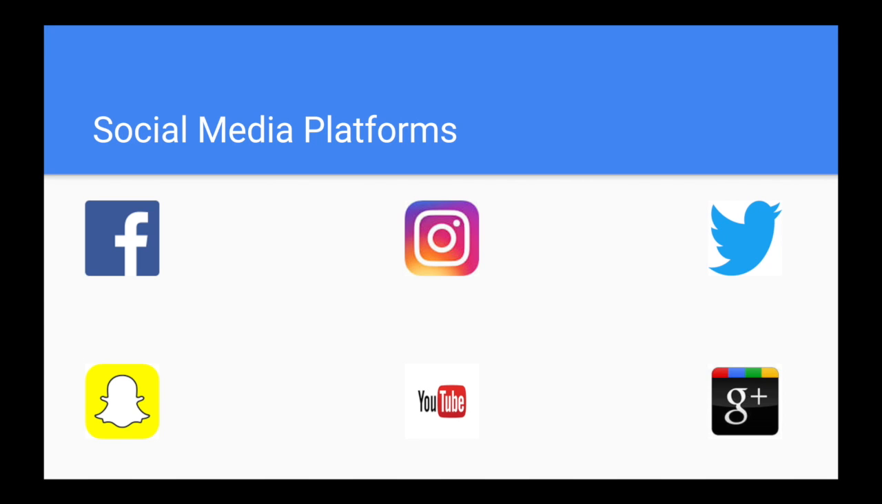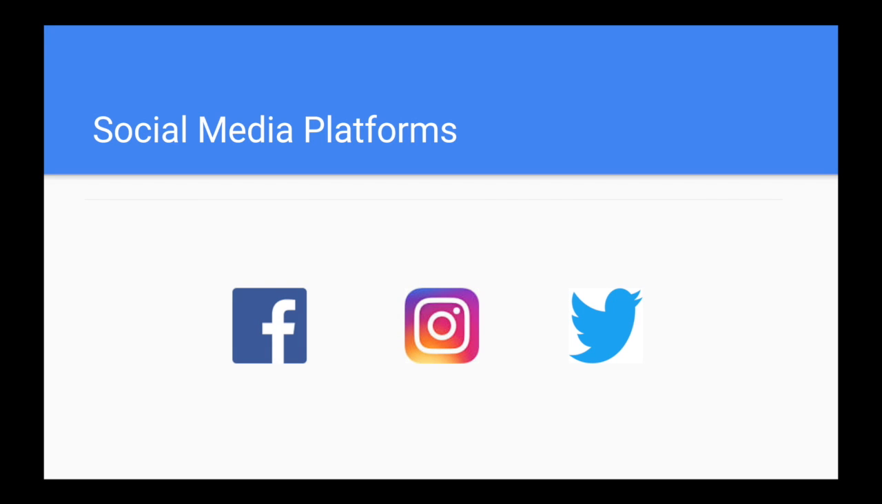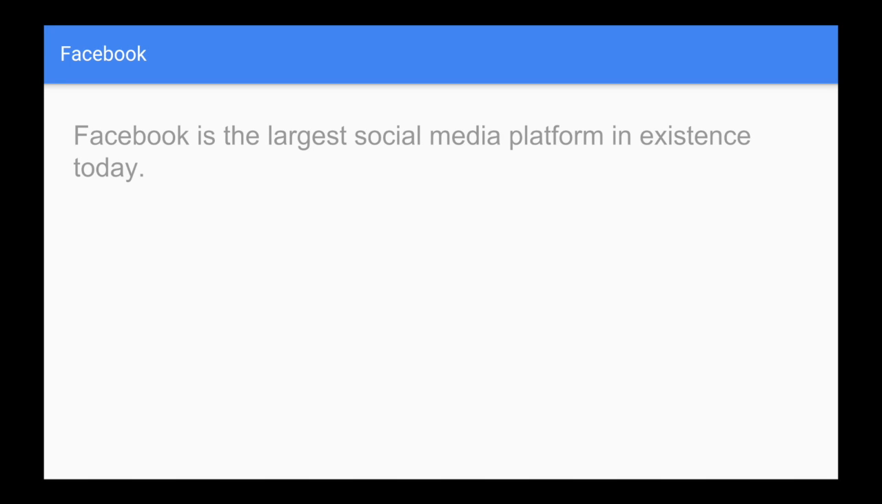But for the sake of this presentation, we are going to focus on the top 3, and those are Facebook, Instagram, and Twitter. The reason being is that these are the top 3 social media platforms to reach parents on. Take, for instance, Facebook. Facebook is the largest social media platform in existence today with over 1.6 billion active users. It certainly has the most engagement and visibility on a daily basis.